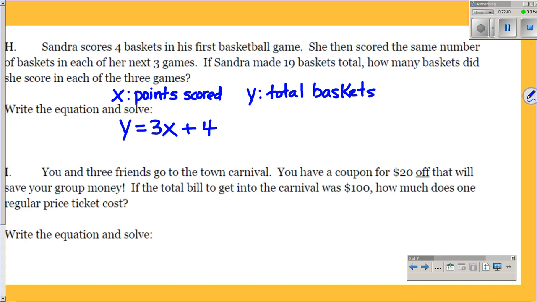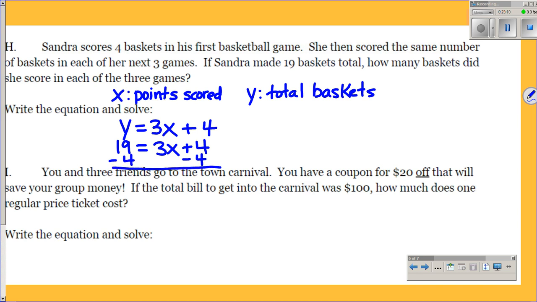We're trying to find out how many points she scored in the 3 games following. They do state that she scored the same number of baskets in each of her next 3 games. So this X value is going to be the same for each game. Okay, they tell us she scored a total of 19 baskets. Remember, Y represents total baskets, so we're substituting 19 in the place of Y: 19 equals 3X plus 4. And now we're going to subtract 4 from each side and solve.